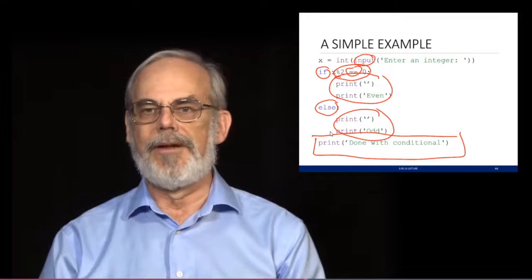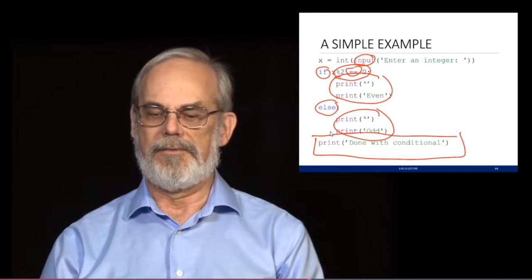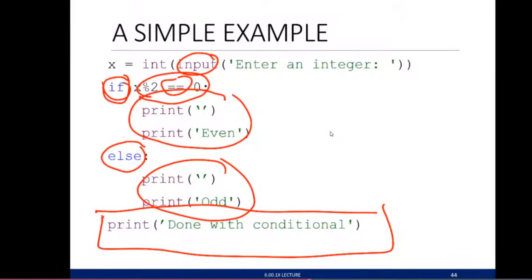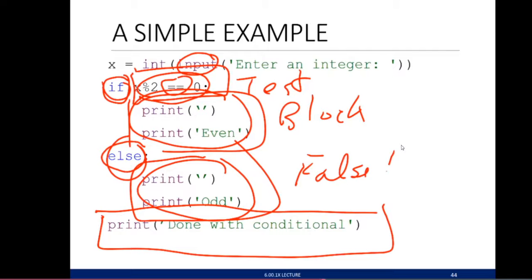You could type this in and run it. I invite you to do that. But what I want you to see here is this if-else structure. And I said in a branch there should be three pieces, and you can see them. There's the test. There's the first block, that's the true block. And there's the false block.